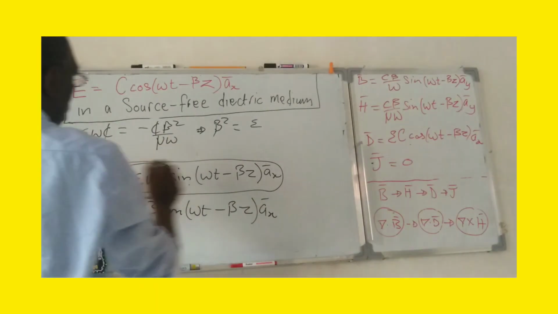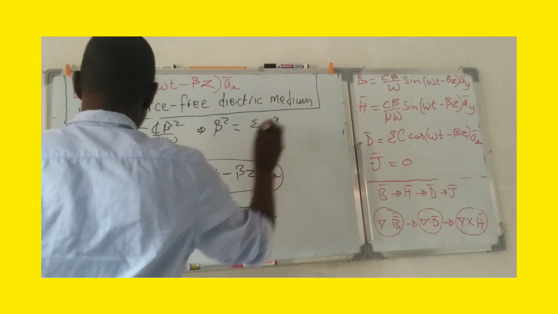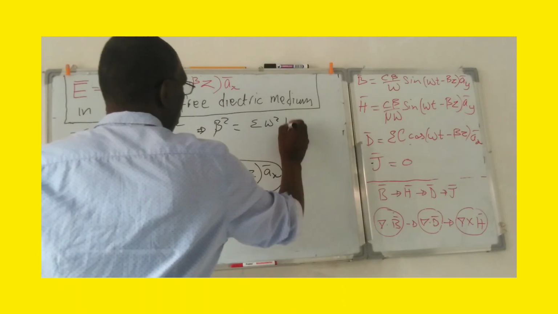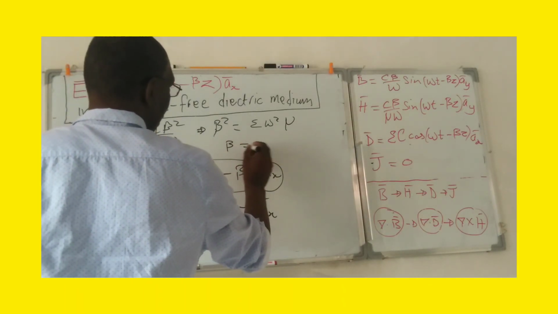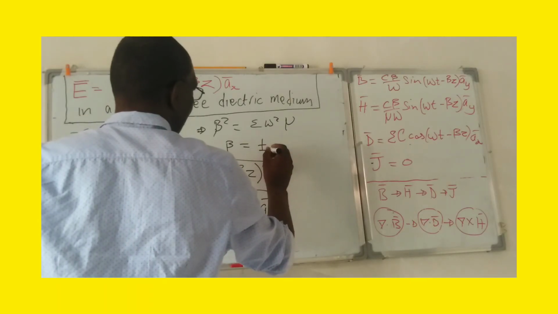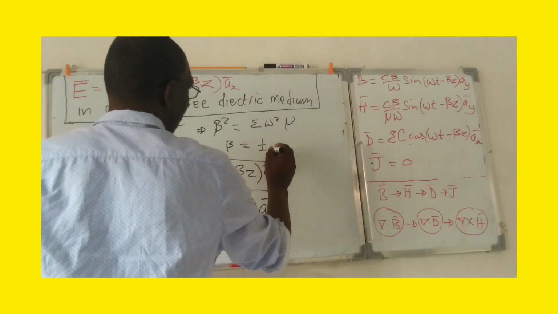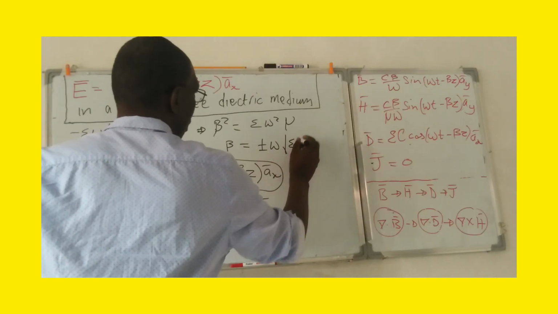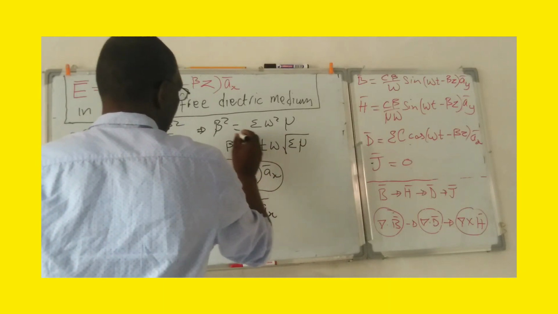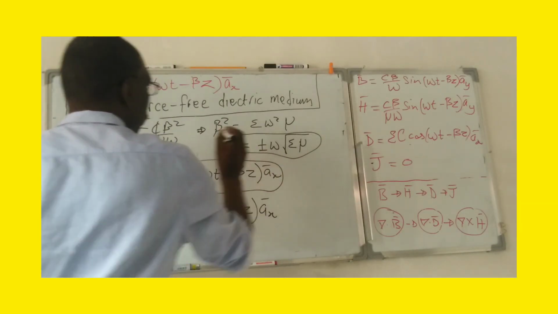So we can leave our beta squared on one side to get, this implies, beta squared is equal to epsilon omega squared mu. So our beta is equal to plus or minus, we take square root both sides, omega square root of epsilon mu.